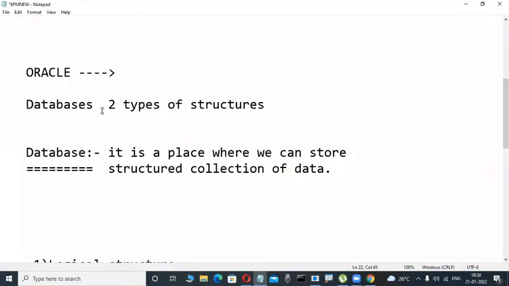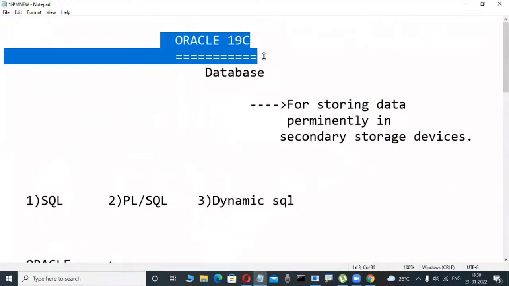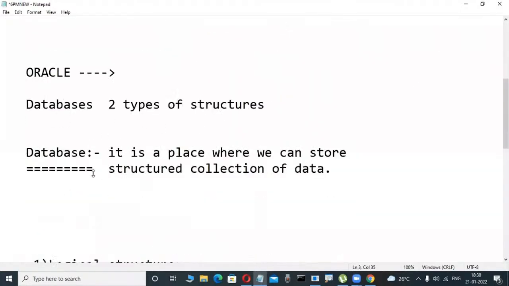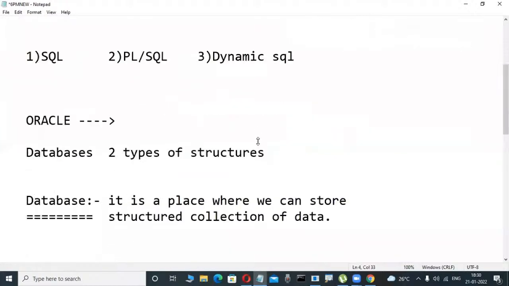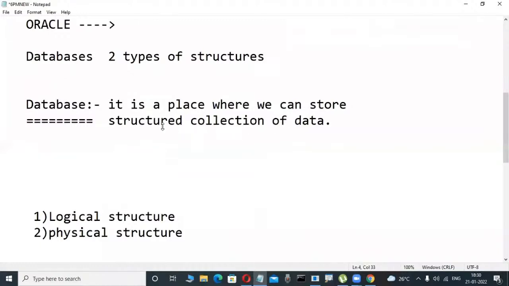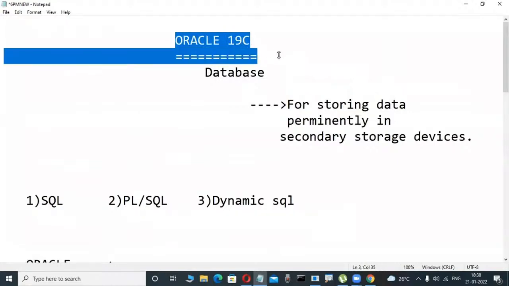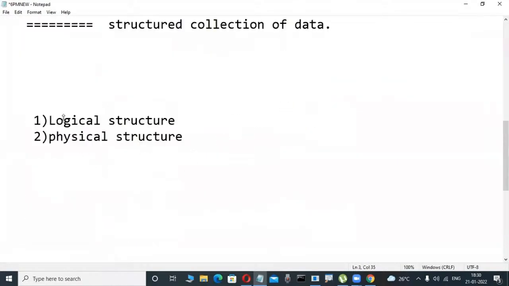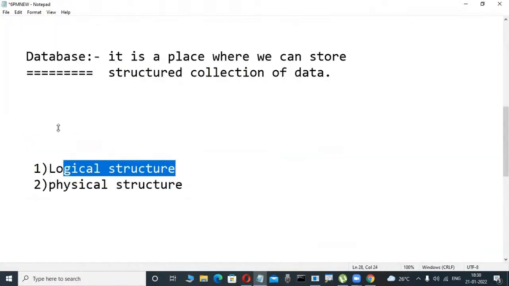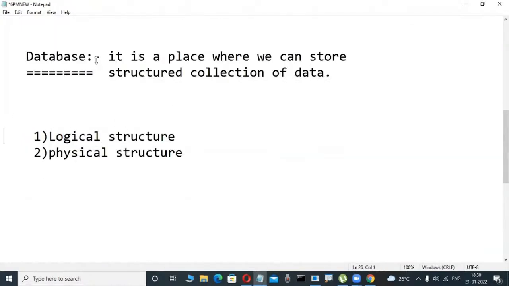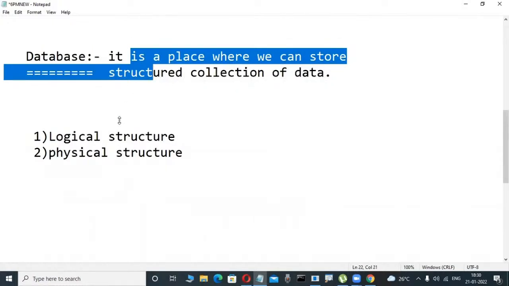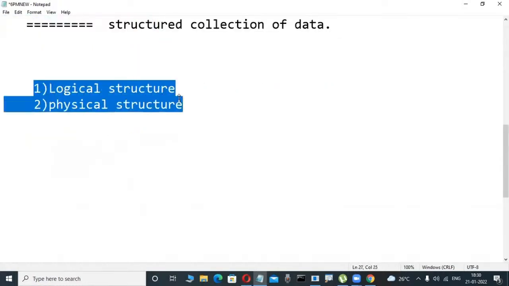Observe here. Actually, whenever we are installing Oracle or a relational database software, what is a database actually? It is a place. Whenever we install this type of software, automatically some place is reserved in the hard disk only. In that place only we can store a structured collection of data. Okay, fine. But whenever we are installing these types of software, two types of structures are there. One is logical structure. Another one is physical structure. This definition I am not explaining. Today you can understand one of these days. Now observe it. First, two types of structures are there. One is logical structure. Another one is physical structure.